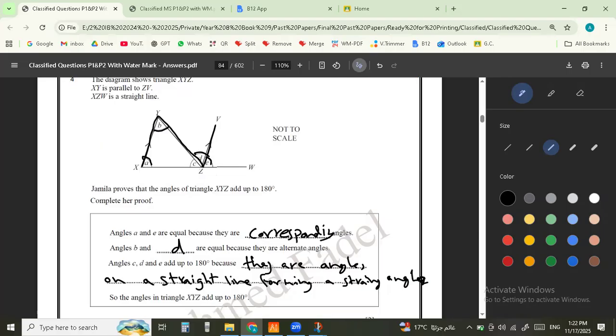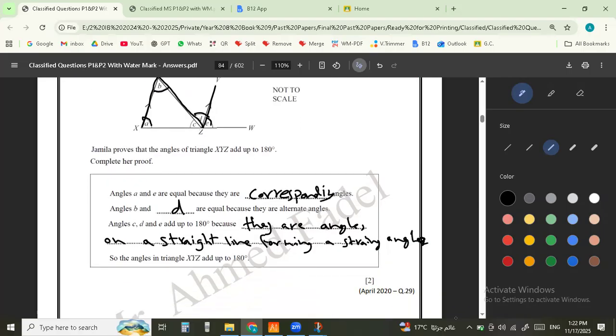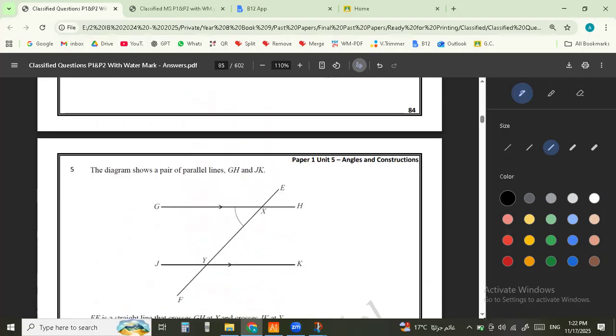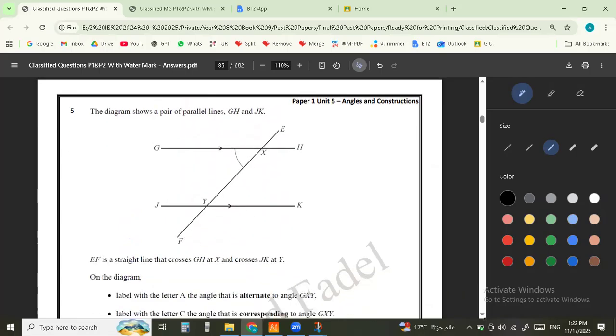The angles in triangle XYZ add up to 180 degrees. Let's go. The diagram shows a pair of parallel lines, GH and JK. EF is a straight line that crosses GH at X. So EF is the transversal crossing them at X here and at Y there. Label with the letter A the angle that is alternate to angle GXY.